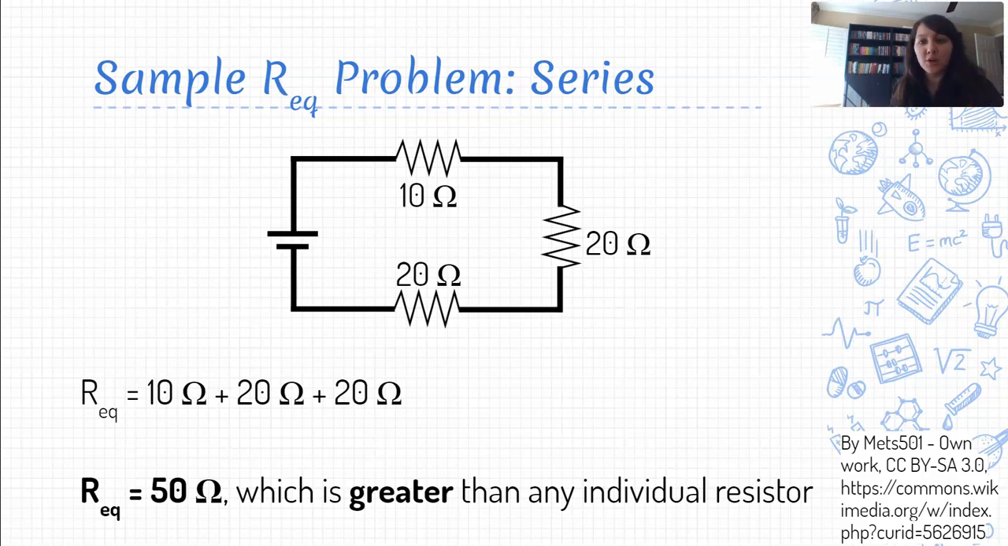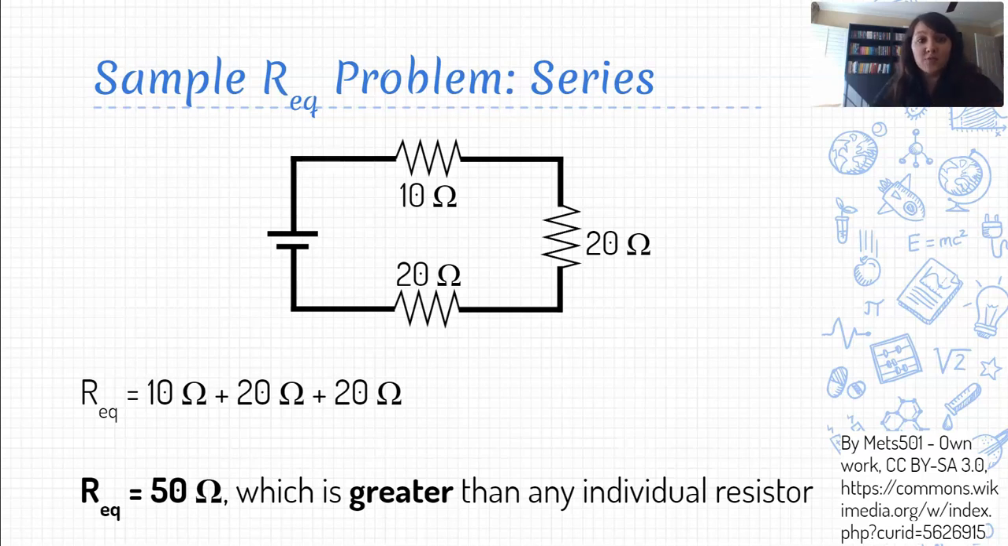We would get the same current being drawn from the battery if we replaced all that with just a 50 ohm resistor. One key thing to note is that the equivalent resistance of this circuit is greater than the resistance of any one individual resistor here. So 50 is greater than 10 or 20 or 20. Okay, now that all seems nice and intuitive and straightforward, but this is only half the story.